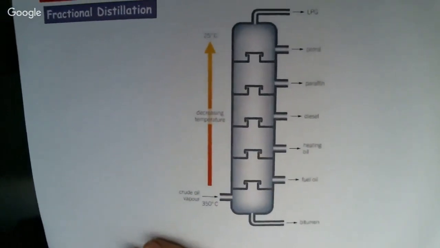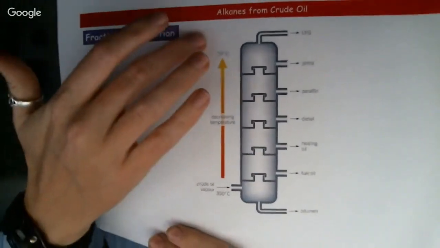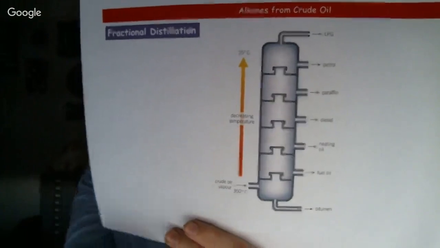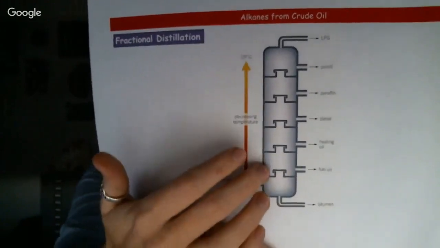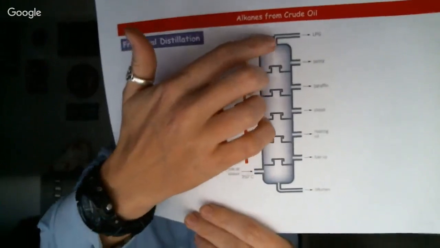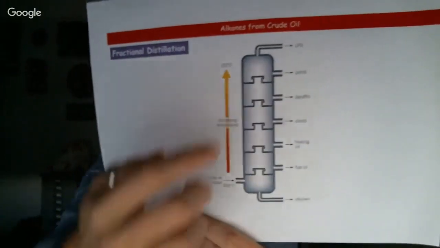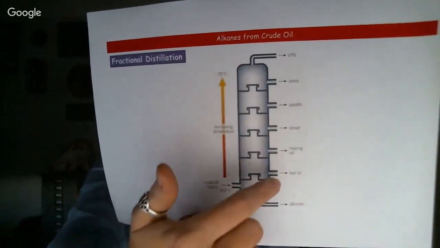The fractionating column is going to have a temperature gradient. It starts off hottest at the bottom, and then the further up you go, the cooler it gets. So what happens is we put the oil in at the bottom here, and then it's going to evaporate the smaller fractions, which can move further and further up the column. The smallest ones are lost at the top as LPG. Next one down is petrol. Then we've got paraffin, diesel, heating oil, fuel oil, and then bitumen at the bottom, which is the one with the highest boiling point. So we're separating it all based on the boiling points.